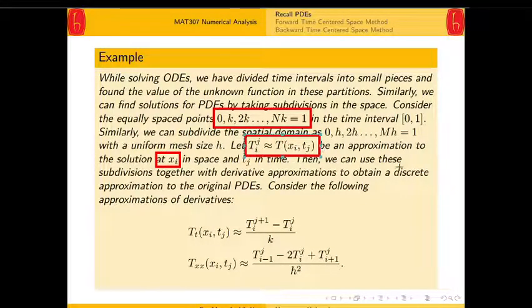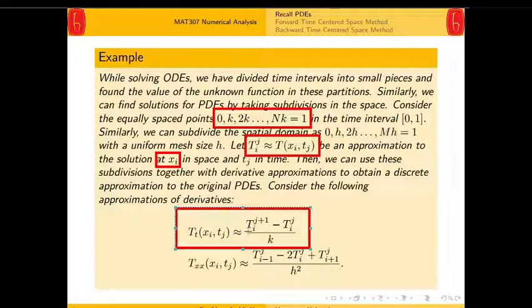Then we can use these subdivisions together with derivative approximations to obtain a discrete approximation to the original PDE. Consider the following approximations of derivatives. The time derivative can be approximated by this formulation, where the superscripts stand for the time interval. If we fix the spatial point and take the difference between the solutions at two subsequent times, then dividing by k will give us the time derivative at x_i and t_j. This is basically an approximation.